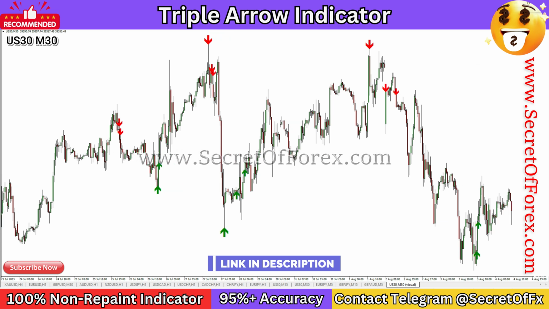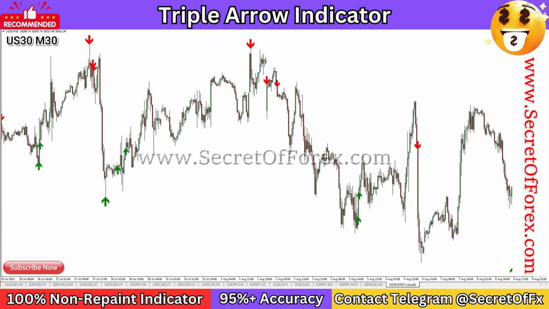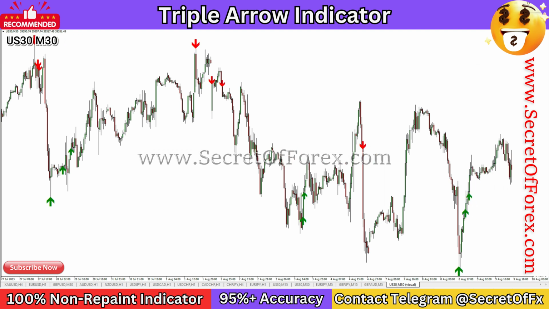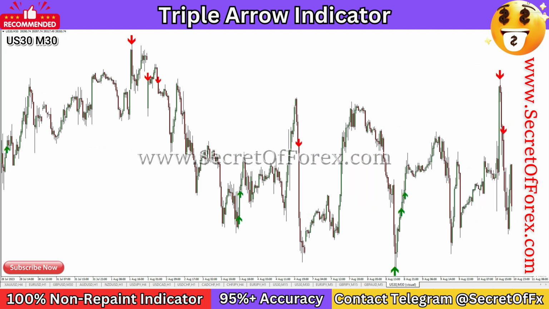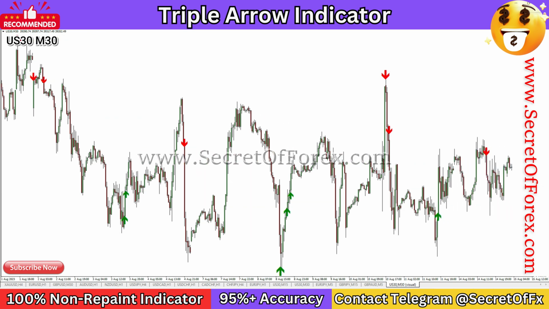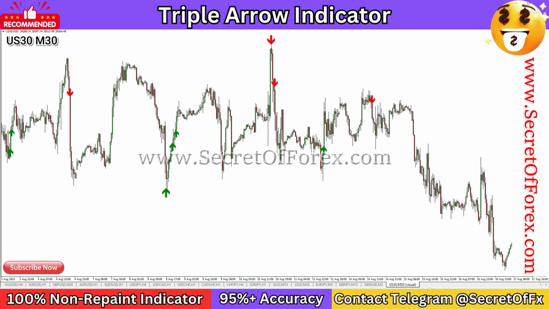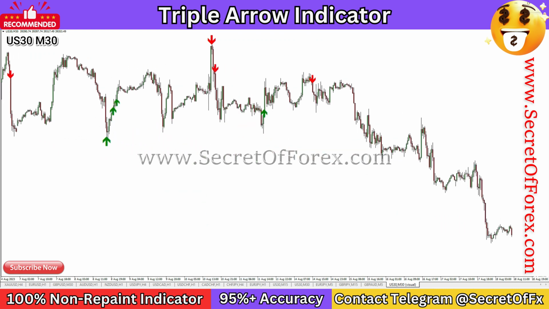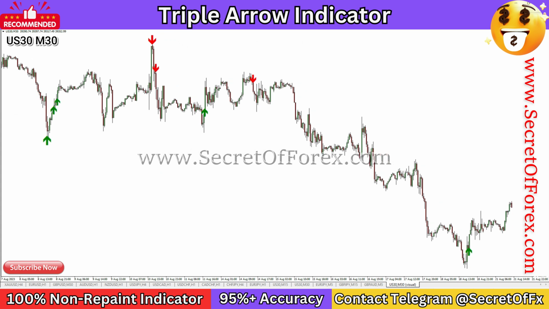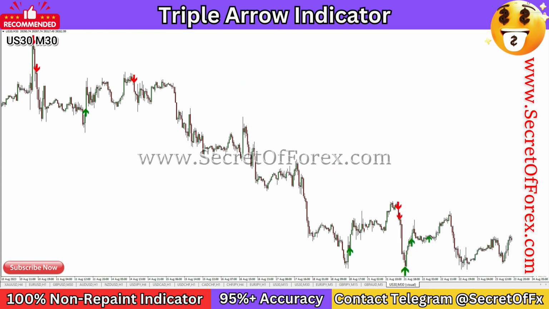For buy entry, you can use this indicator in M1, M5, M15, M30, H1, H4, D1, and W1 time frames. When making a minimum of two 100% non-repaint green arrows on the bottom side, take the instant buy entry. After taking the entry, you should use 30 to 50 pips. You can place a stop loss below the green arrow if you want to place a stop loss.